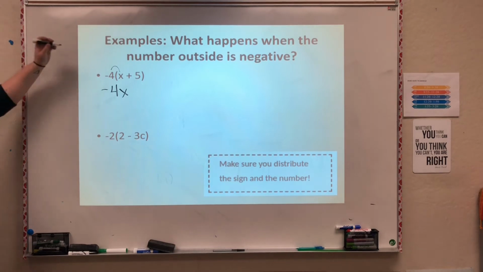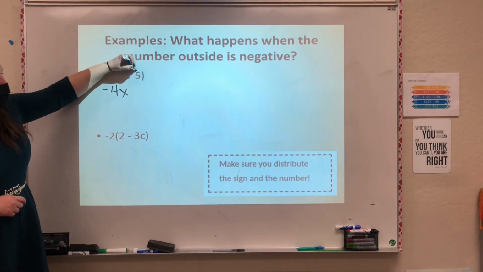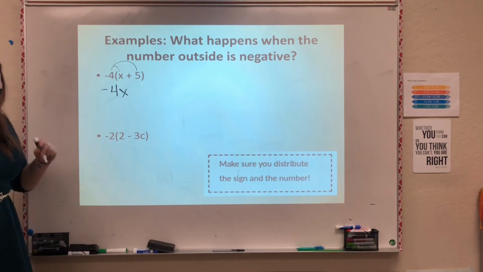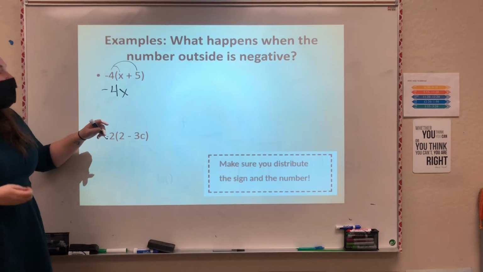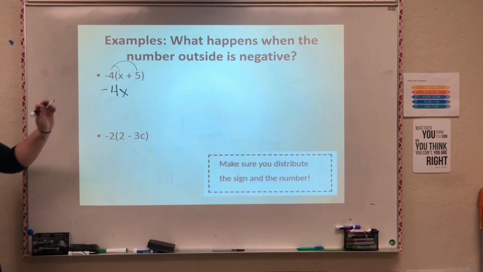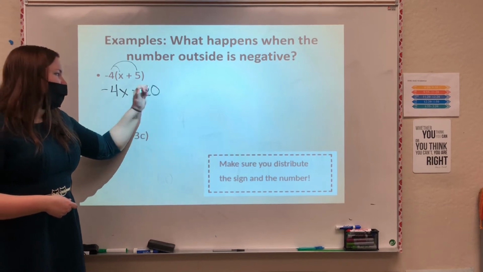Now the second part, we want to do negative 4 times 5. Yep. So negative 4 times a positive 5. Negative 20. 5, 10, 15, 20. And then you get the negative. You just told me negative 20. So I'm going to write exactly what you told me. I'm going to write negative 20.